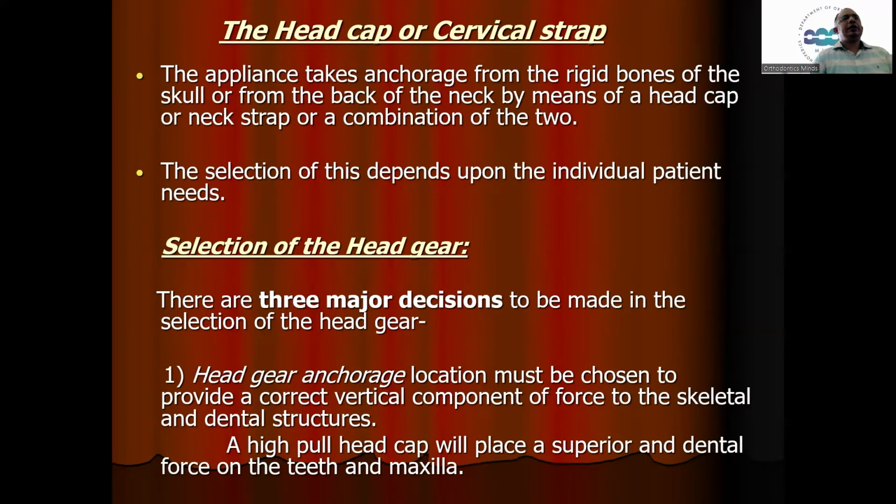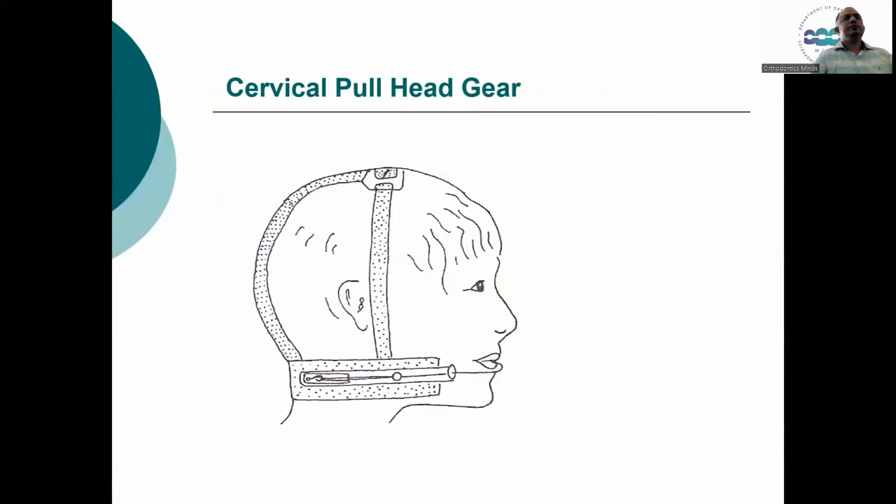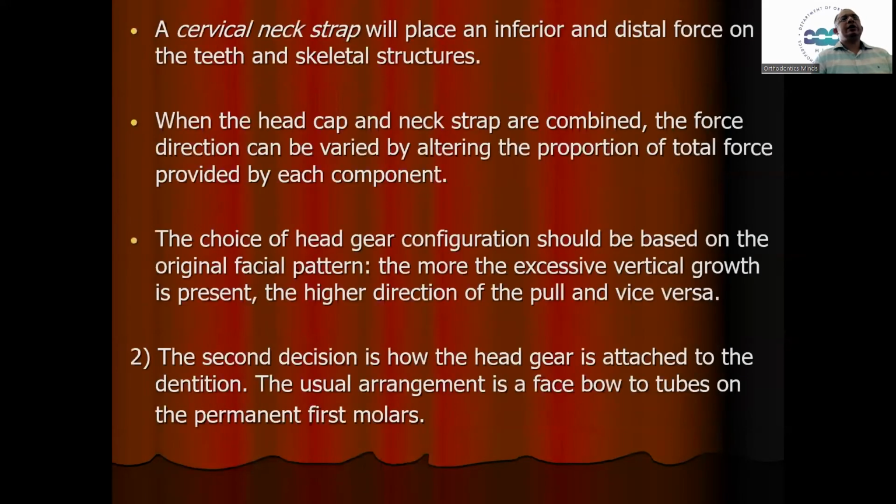Selection of the headgear. There are three major decisions to be made in the selection of the headgear. The first one is that the headgear anchorage location must be chosen to provide a correct vertical component of force to the skeletal and the dental structures. A high pull head cap will place a superior and gentle force on the teeth and the maxilla. A cervical neck strap will place an inferior and distal force on the teeth and the skeletal structures. When the head cap and the neck strap are combined, the force direction can be varied by altering the proportion of the total provided by each component.